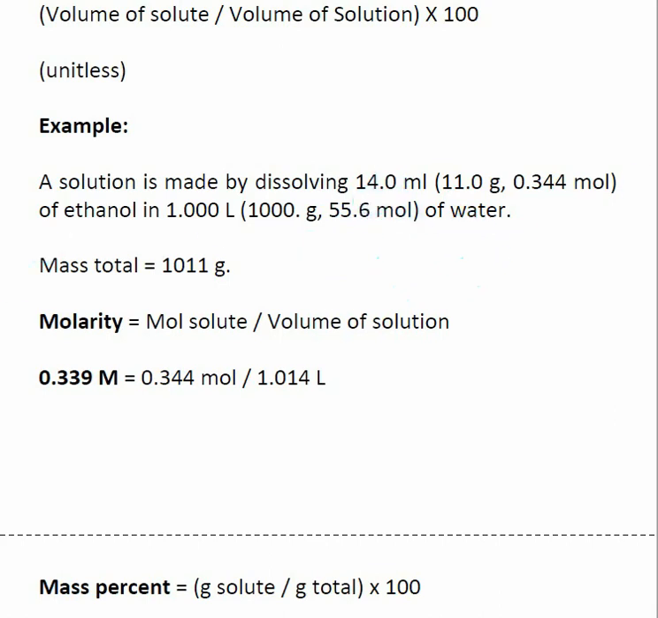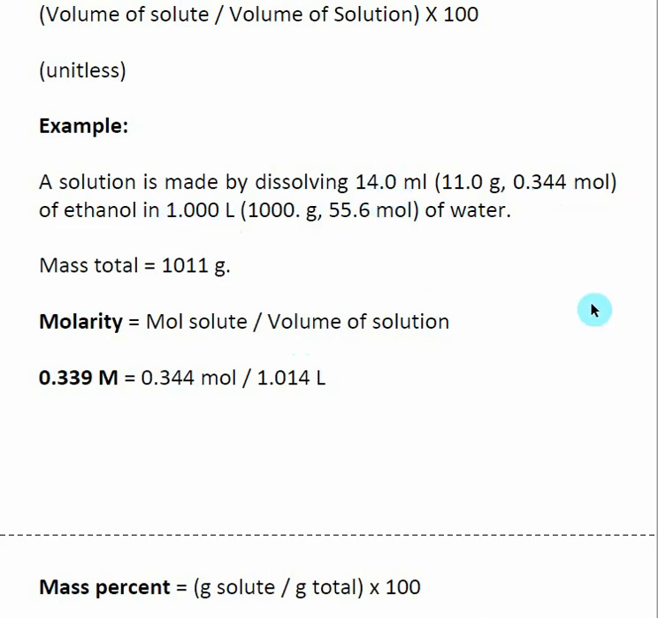So the molarity of the solution is moles of solute divided by volume of solution. The moles of the solute, ethanol, was given here, and now you need to come up with the volume of the solution. Theoretically, that should be the addition of the two volumes, the volume of the solute and the volume of the solvent. Of ethanol, our solute, we have 14 milliliters. Of water, we have 1 liter or 1,000 milliliters. We're going to add those two numbers together.